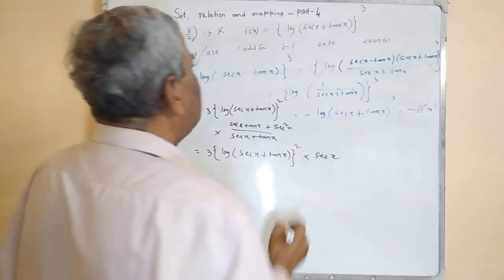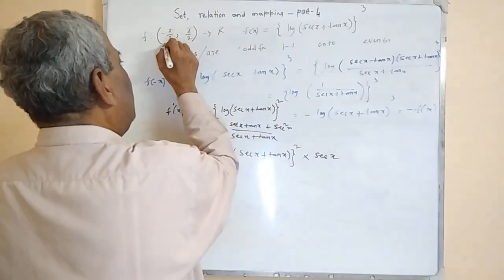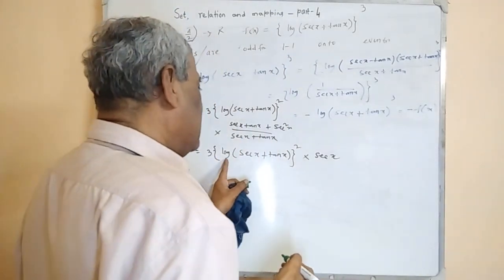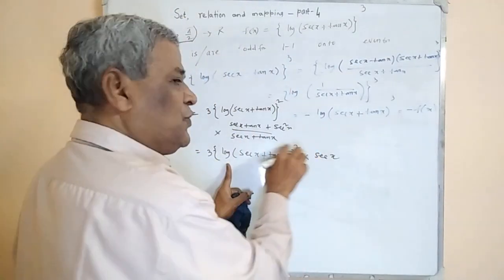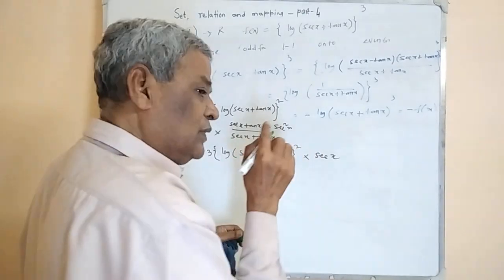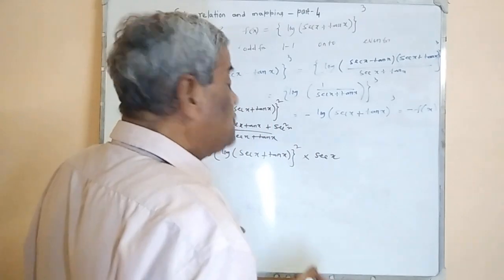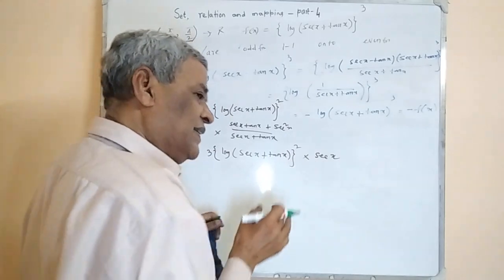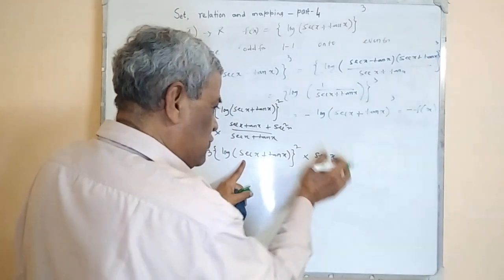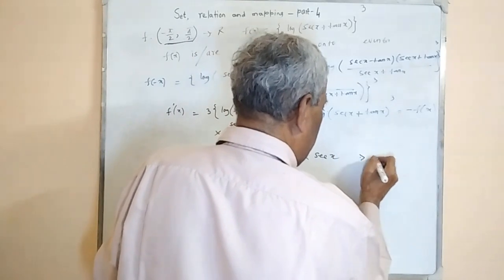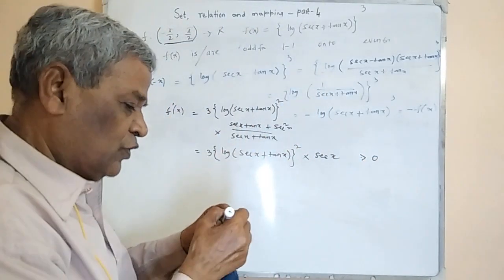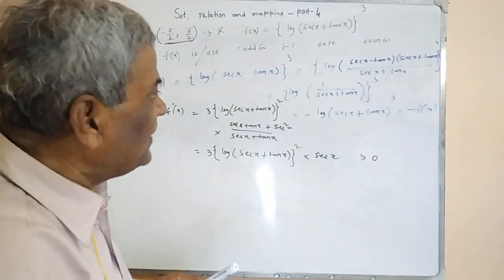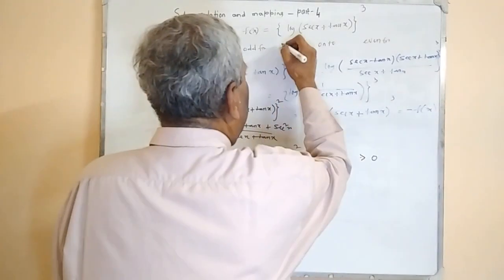Now f dash x and its interval is minus pi by 2 up to plus pi by 2. This is positive, no doubt, because the whole square is present, and sec x, or rather cos x, is positive in the fourth and first quadrant both. So sec x is also positive. This is positive, this is positive. So f dash x is positive. Well, f(x) is an increasing function. If increasing function, it is one-one.